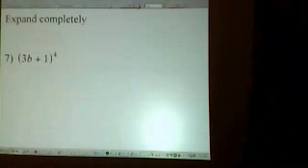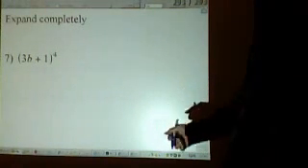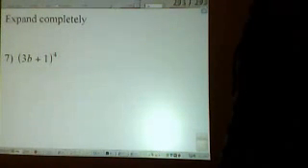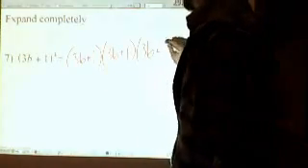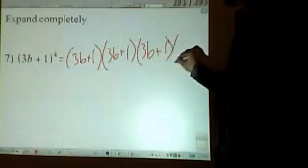For number 7, it's a little more complicated than that, okay? Now, this would be a really long thing. We really want to save time, as opposed to writing out 3b plus 1 times 3b plus 1 times 3b plus 1. Isn't this going to take a long time?